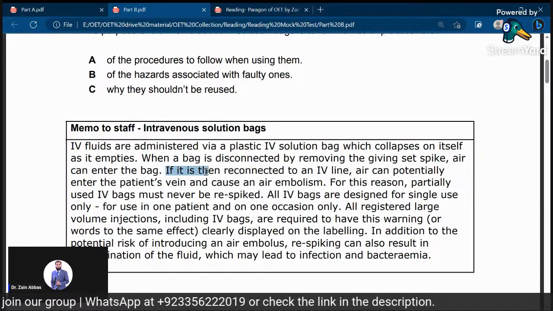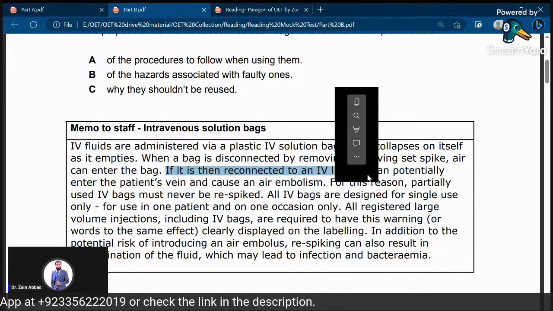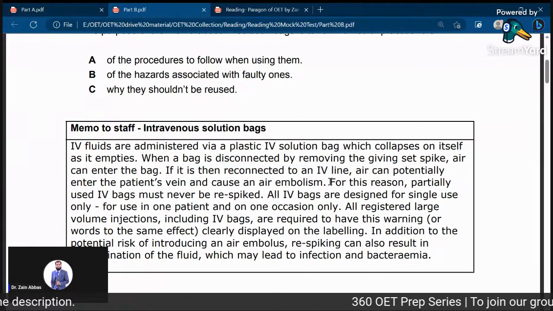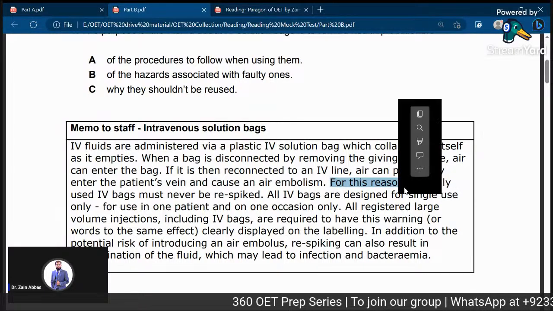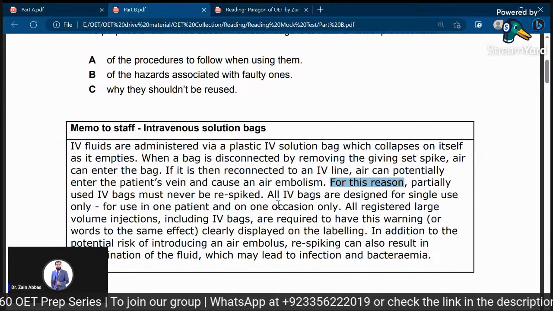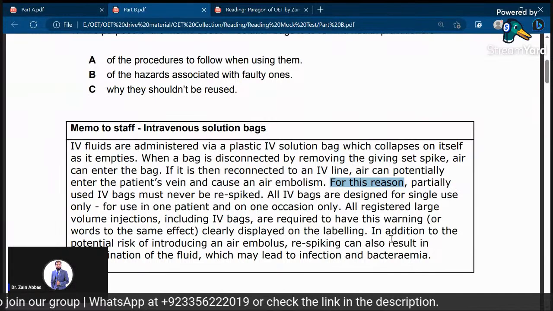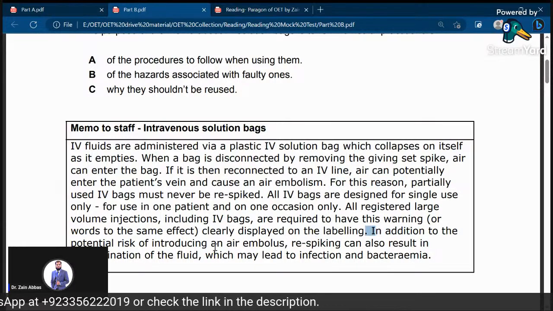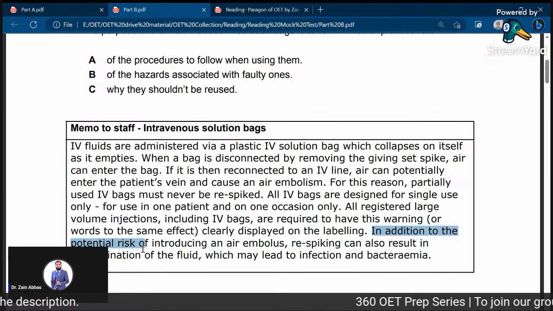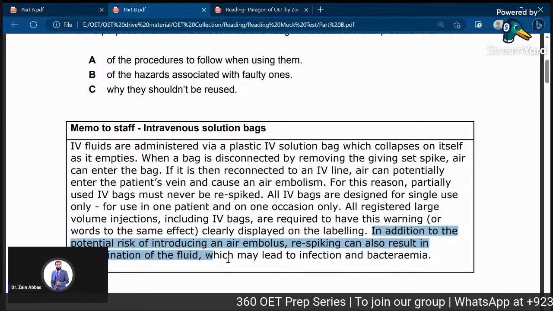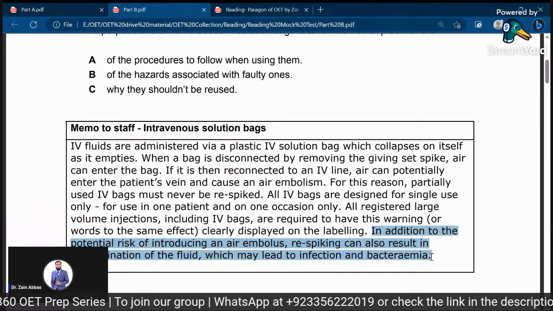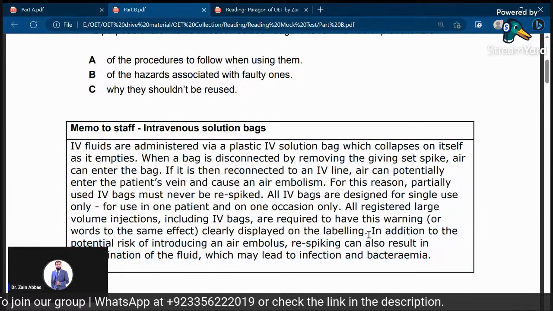If it is then reconnected to the IV line, air can potentially enter the patient's vein and cause an air embolism. Then, for this reason is a signal word again: partially used IV bags must never be respiked. Then look again, we have this one: in addition to the potential risk of introducing an air embolism, respiking can result in contamination of the fluid, which may lead to infection and bacteremia. This last sentence is the summary of the whole paragraph, and it comes with a signal word as well.